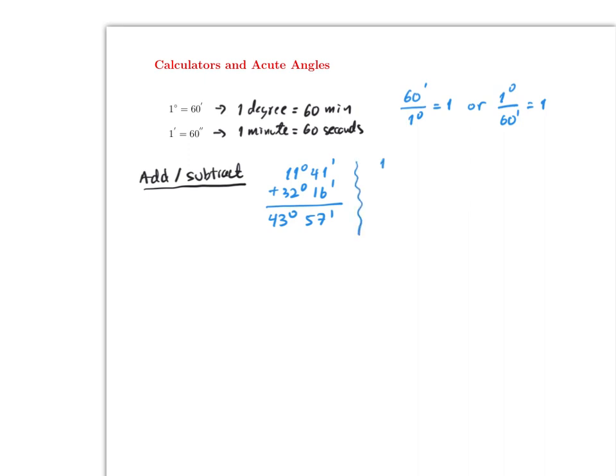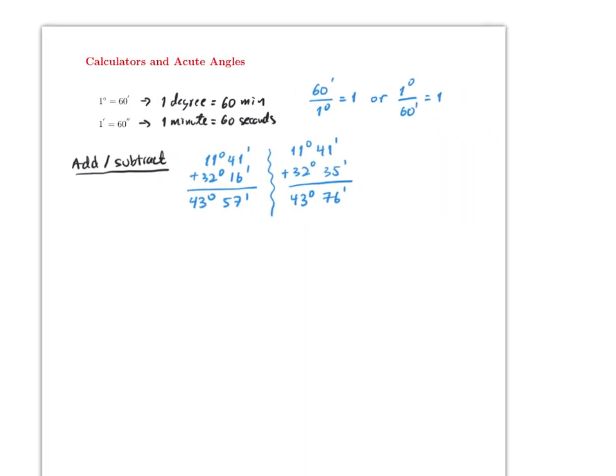And by that I mean this. Let's say you now have 11 degrees, 41 minutes, plus 32 degrees, 35 minutes. Notice that the degrees will be 43, just like before. But now the minutes are 76, and 76 is more than 60 minutes.